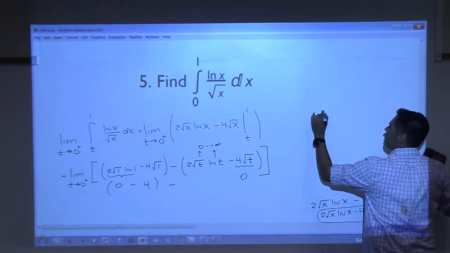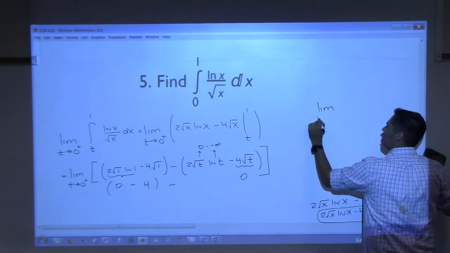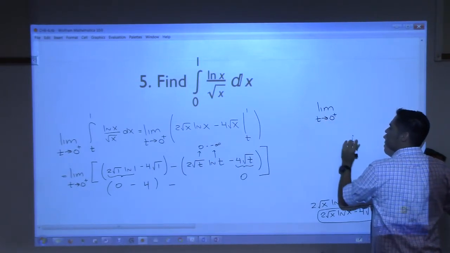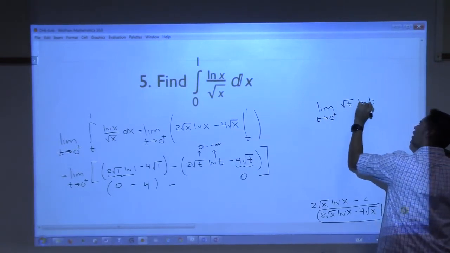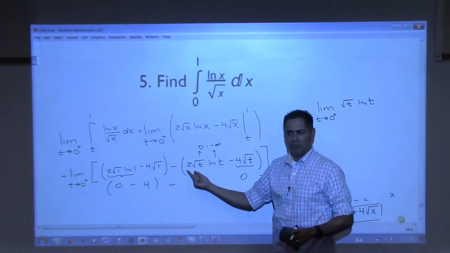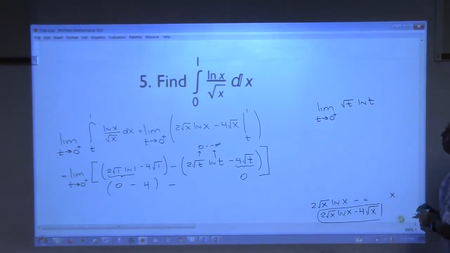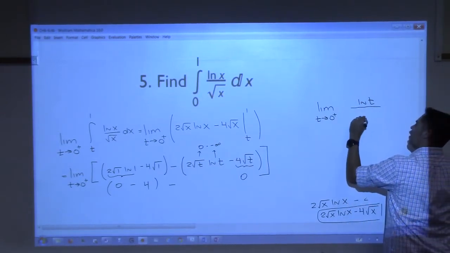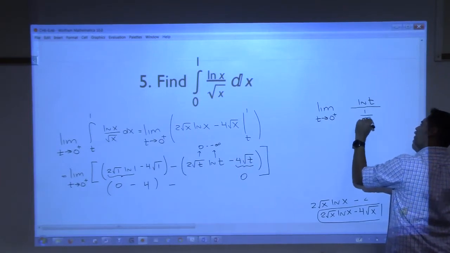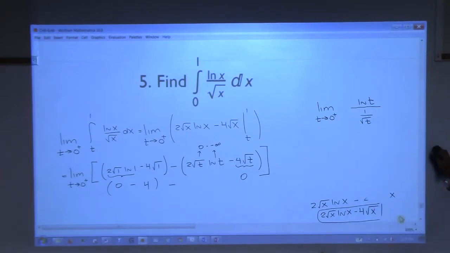So I need to ask myself this question. What is the limit as t approaches 0 from the right of, let me just do root t natural log t. I don't really need to concern myself with the 2. Okay? So what is the standard procedure if you have 0 times infinity or 0 times negative infinity? Yeah, you drop one of them down. So I'm going to leave the natural log t upstairs, and I'm going to drop the root t down as a 1 over root t. Okay? That's the same expression.